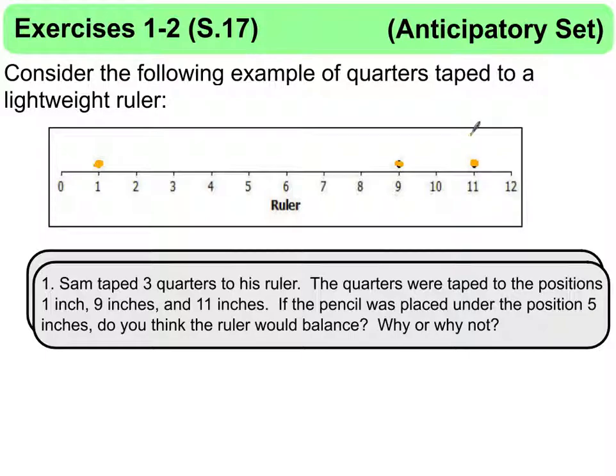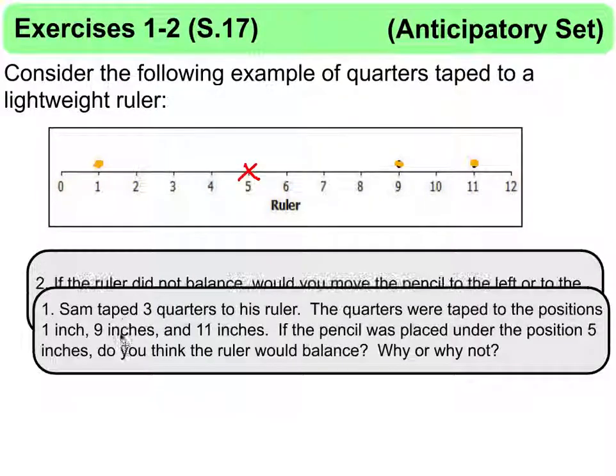If the pencil was placed under the position 5, do you believe that the ruler would balance? So if I put my finger right here at 5, would it balance? Why or why not? The students will be given an opportunity to think, pair, share, and discuss. Do they believe it will balance? Do they believe the ruler will tilt to the left? Or do they believe the ruler will tilt to the right? Different students will have different opinions, and it will be discussed for different reasons.